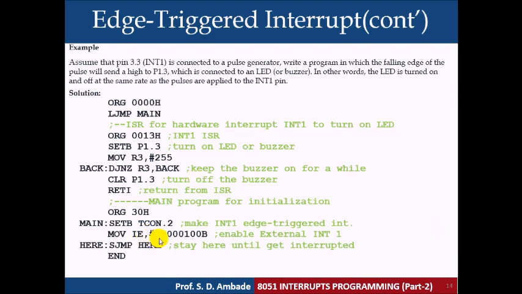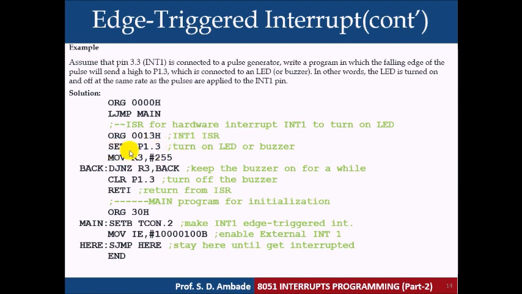MOV IE, #10000100B. This is to enable external interrupt INT1. This bit is the global interrupt enable, and this is for INT1 external interrupt 1. Here, SJMP here, stay here until interrupted. Whenever the high to low falling pulse is applied on pin number 3.3, the INT1 pin, it will jump to our interrupt vector location ORG 0013H, which is for the INT1 ISR.